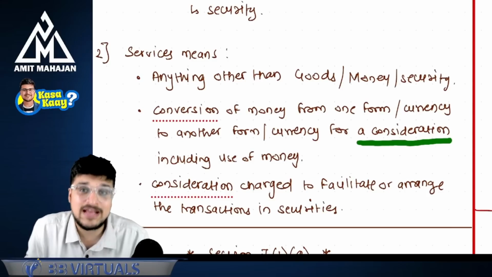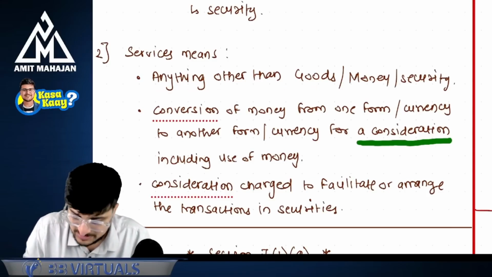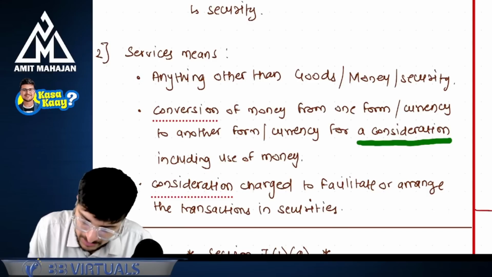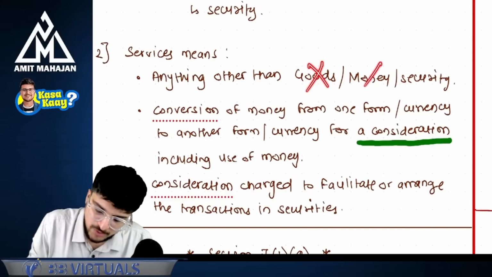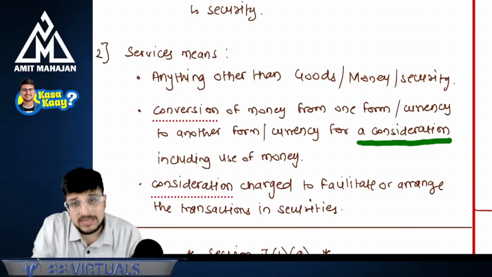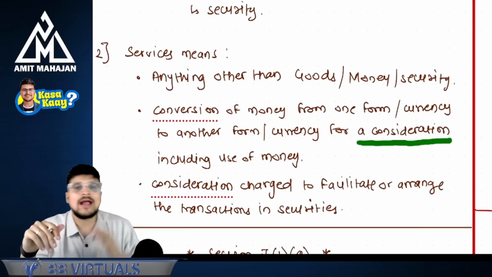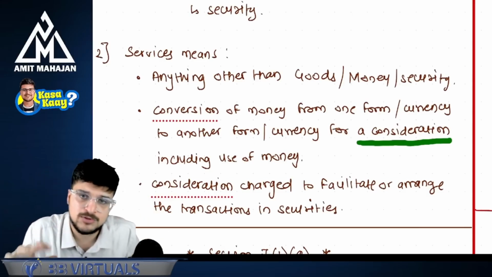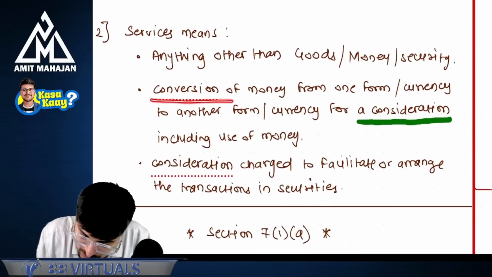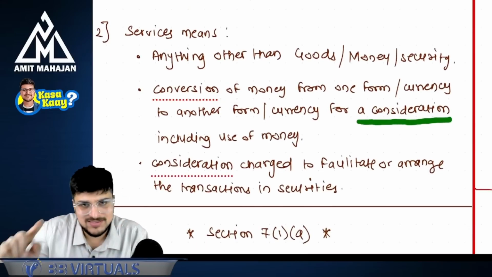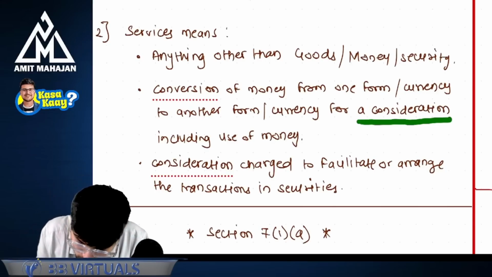Okay, we'll read it. I will see, is there any exception which is given? So anything other than goods will be considered as services, which should not be money, which should not be security. Basically, money and security have been excluded from the definition of goods and also excluded from the definition of service. Next point is conversion of money from one form or currency to another form or currency for a consideration, including use of money.